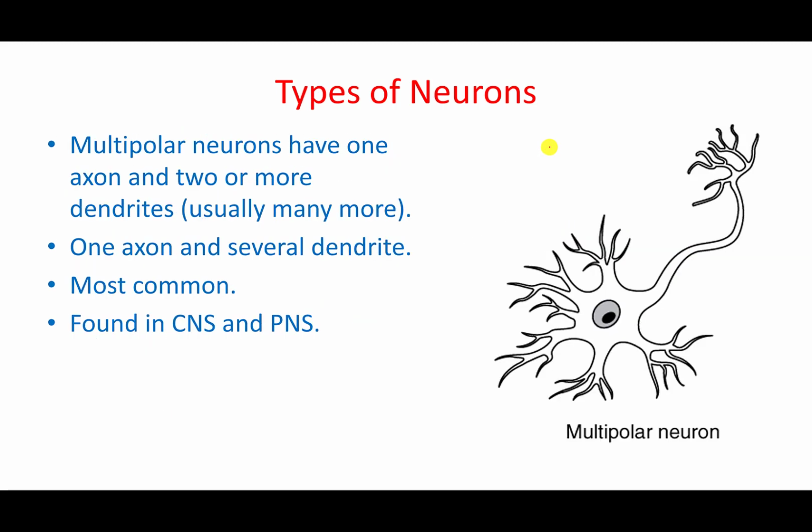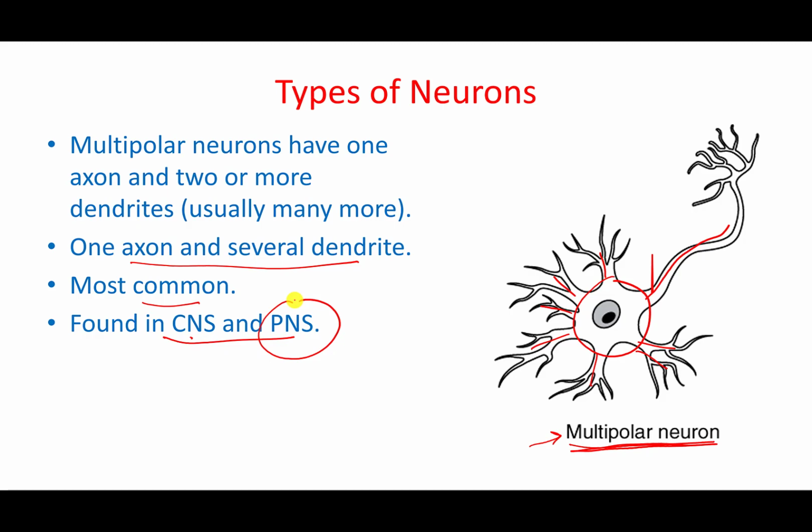Then the third type, the multipolar neuron. This is the most common type. When we say neuron, that's what we are thinking of. We have the cell body, there are several dendrites, more than two, and there is an axon. So usually we have one axon and several dendrites. These are the most common. These are found in the central nervous system and in the peripheral nervous system. These types of neurons could be sensory and also could be motor neurons.